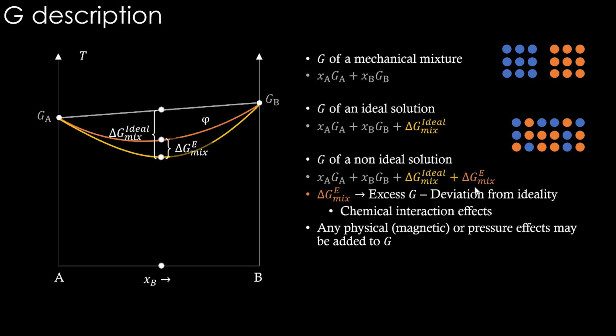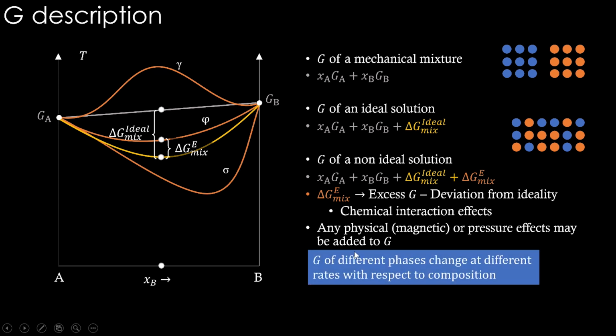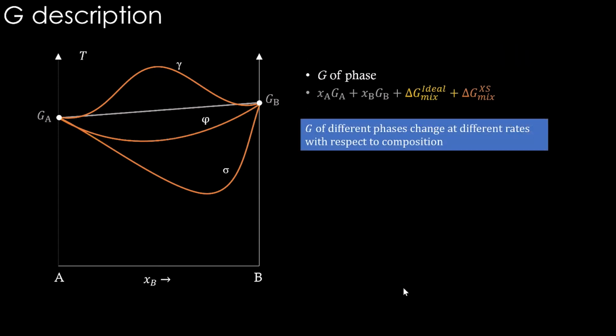Should the Gibbs energy composition curves look only like this for a non-ideal case? Need not be. There can be different shapes like this. For example, this is some gamma phase, it has this kind of curve. This is some sigma phase, it has this kind of curve. Meaning, with respect to composition, the Gibbs energy can vary for different phases in n number of ways. Okay, G of different phases change at different rates with respect to composition. This is an important conclusion.